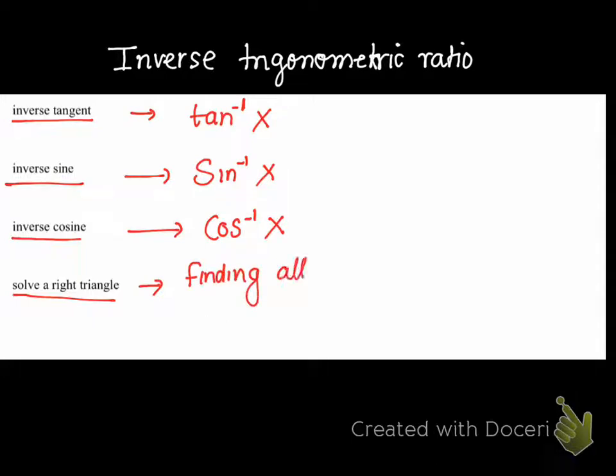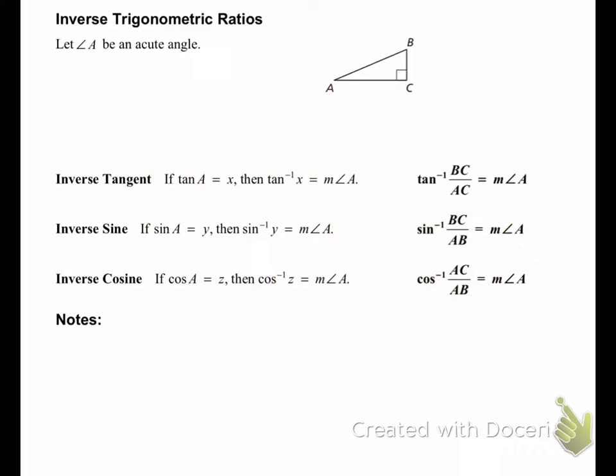all the missing sides and angles. And keep in mind that the reference here is the right triangle. Let's move to the next part, how to calculate inverse sine, inverse tangent and all these ratios.